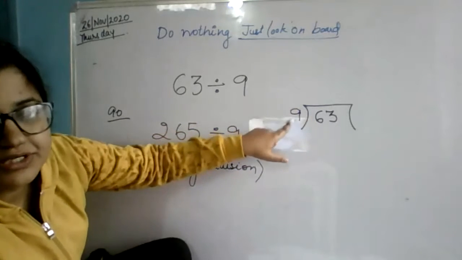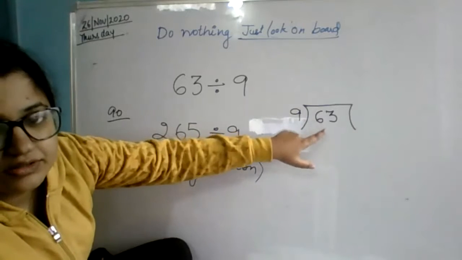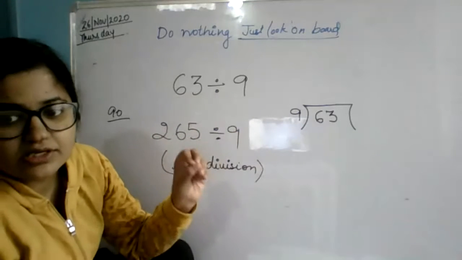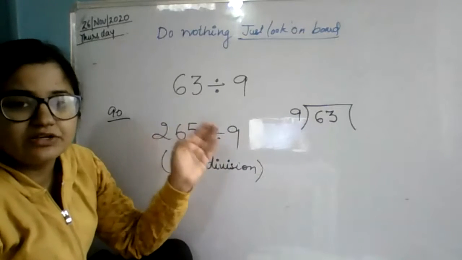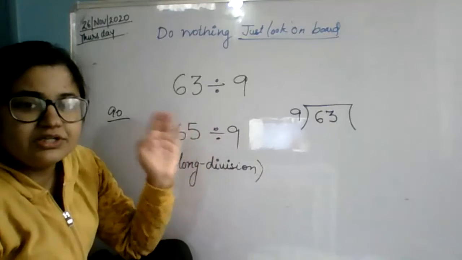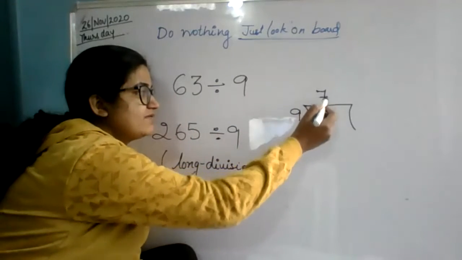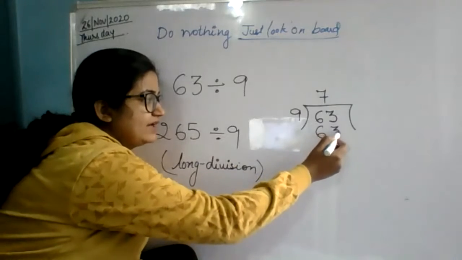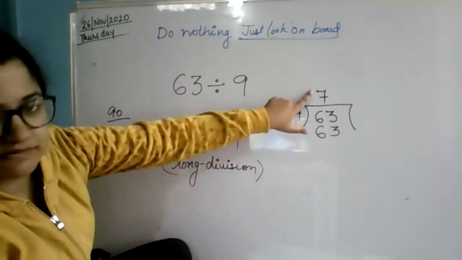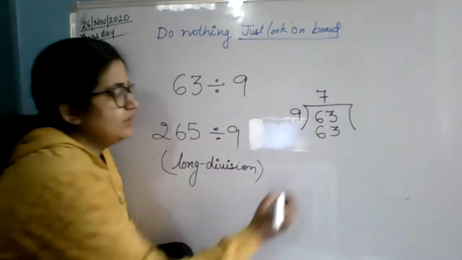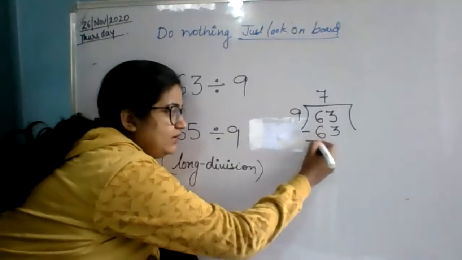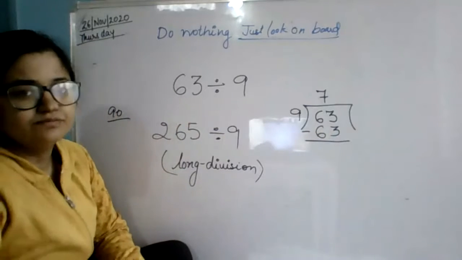Now we are going to read the table of 9 and check when 63 comes. 9 1s are 9, 9 2s are 18, 9 3s are 27, 9 4s are 36, and so on. If you check, 9 7s are 63, we will write it like this. 9 7s are 63. Now I'm going to subtract it.